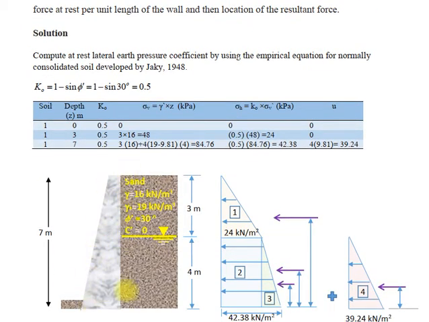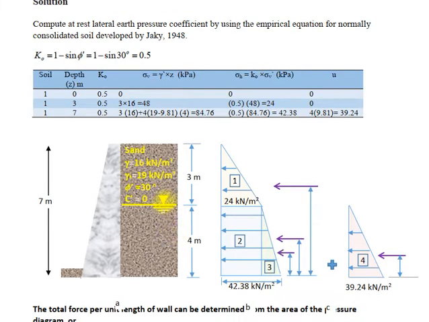The backfill is sand soil, gamma equal to 16 kN per meter cubed, and saturated unit weight equal to 19 kN per meter cubed, angle of internal friction equal to 30 degrees, cohesion equal to 0. Here the water table is at a depth equal to 3 meters. We want to compute the lateral earth pressure at rest, which means that the retaining wall is restrained and there is no movement to left or right.